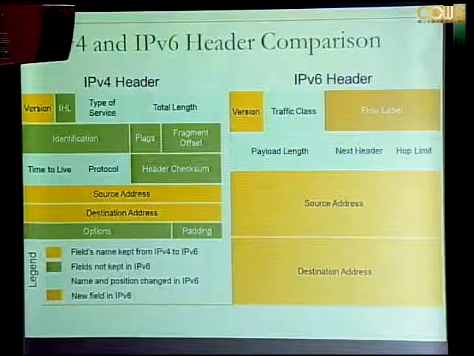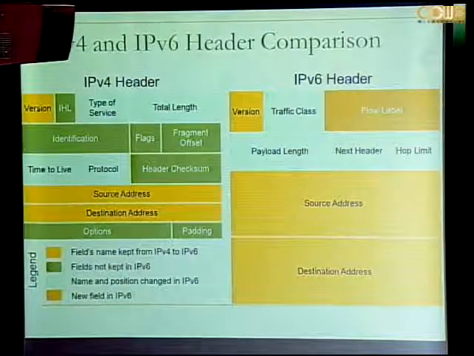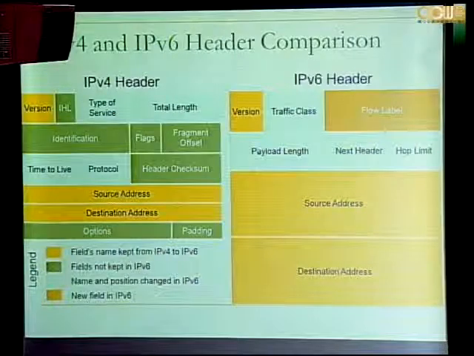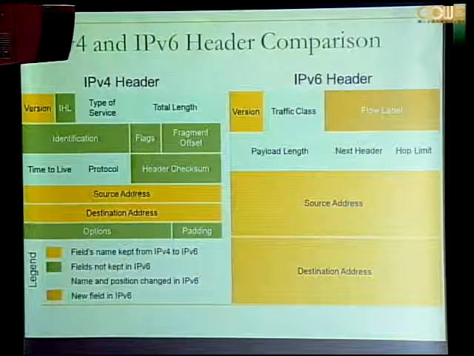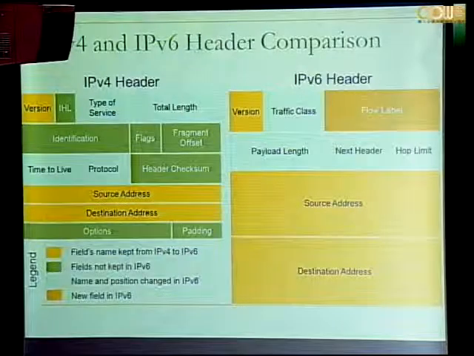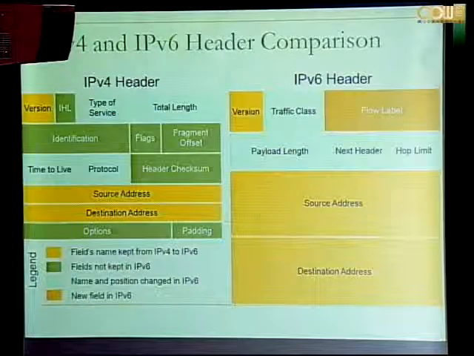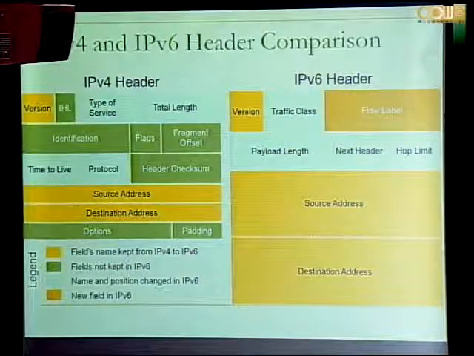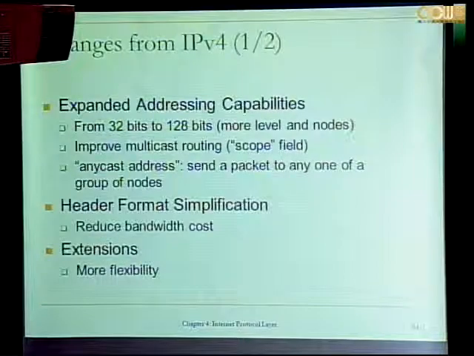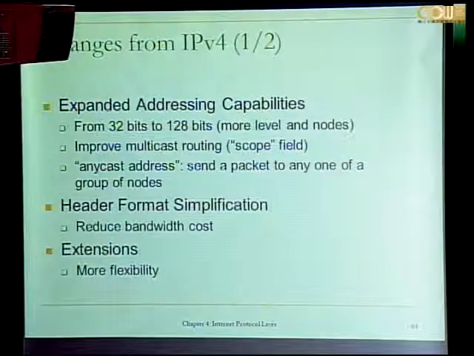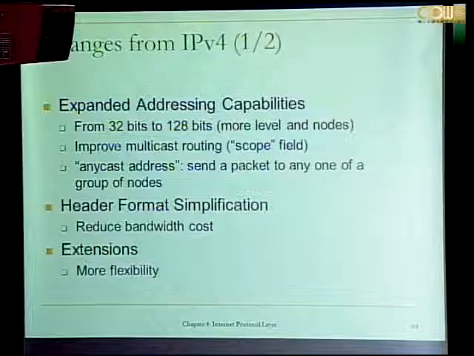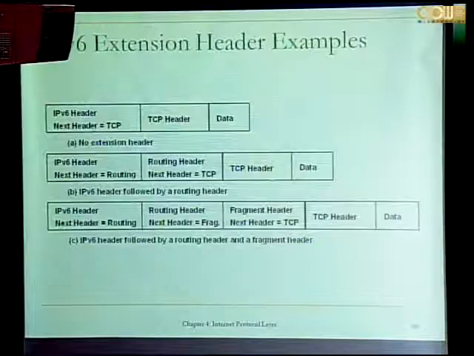The green fields are gone, and the blue fields are renamed. And there's only one new field, which is the flow label. But how about if we want to do reassembly? What should we do?